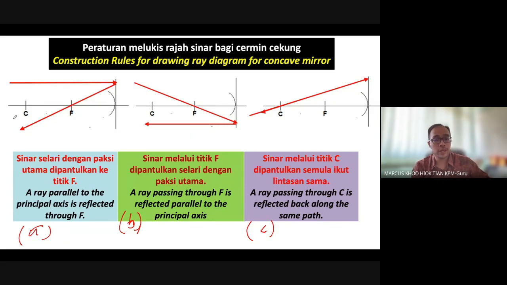Out of which, I would think that rule number one and rule number three are more commonly used. We use rule one and rule three more because it's easy. The center ray cannot go astray. Center is center. Center to center.